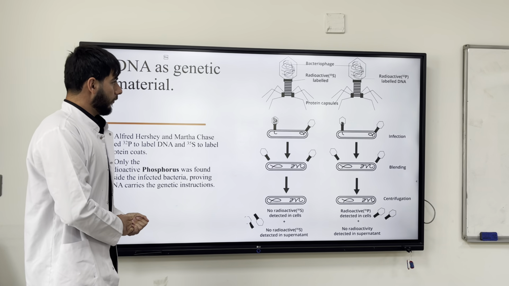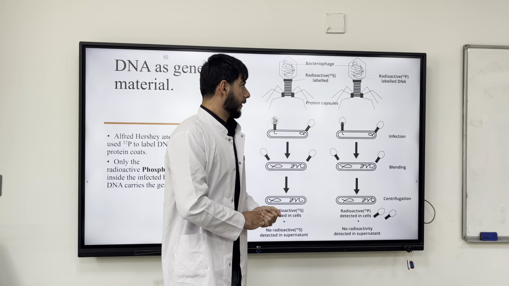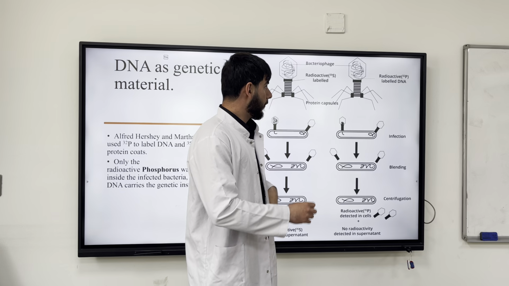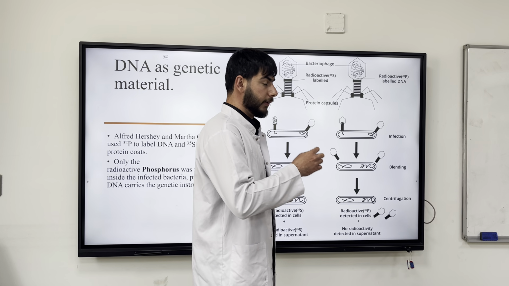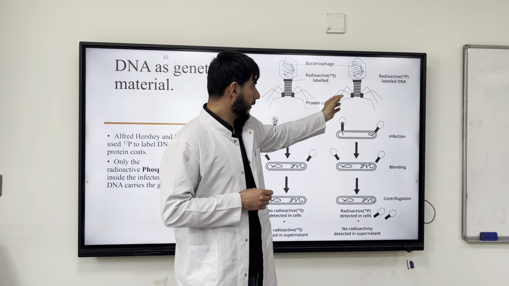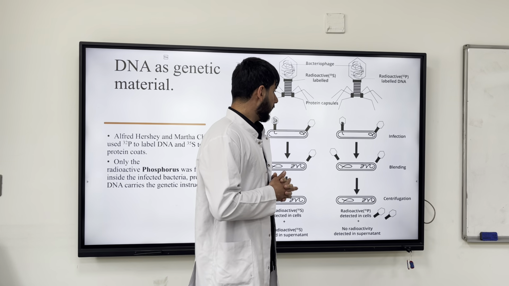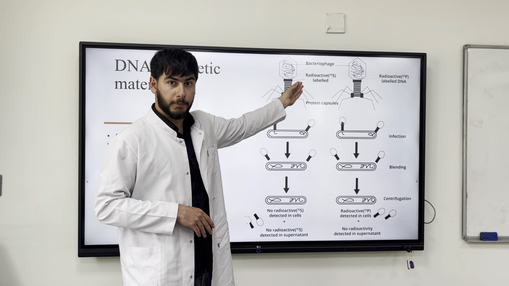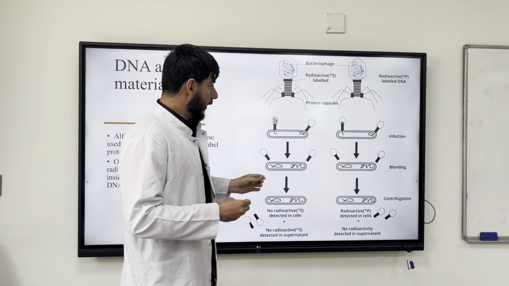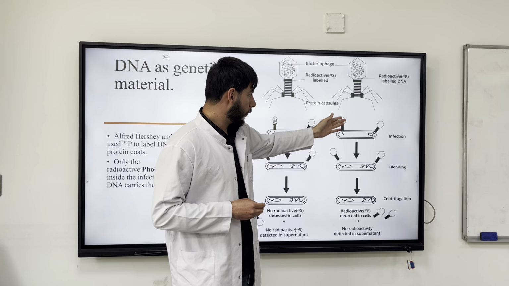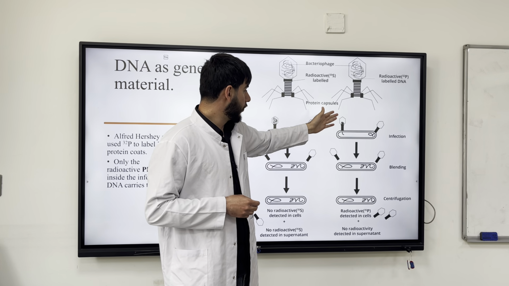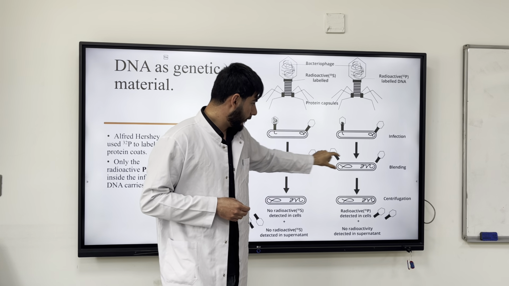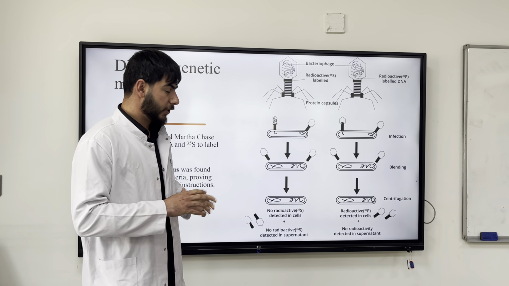Now, look at this picture. You have radioactive P32 labeled DNA. We label the DNA by P32 and we label the protein by S35. And we infect the bacteria with this. This is the bacteriophage infecting the bacteria, and we blend the bacteria. After that, we centrifuge it.